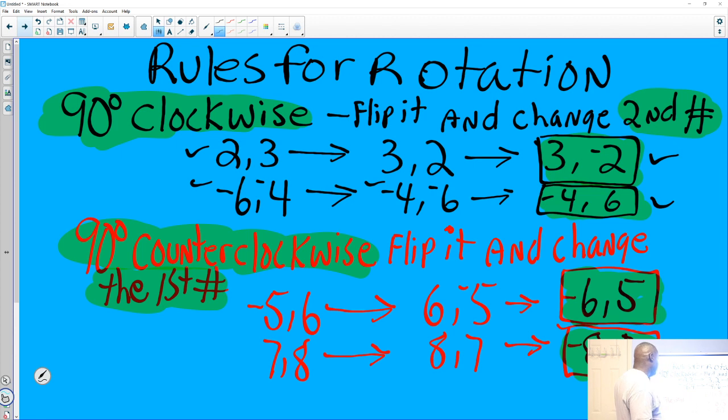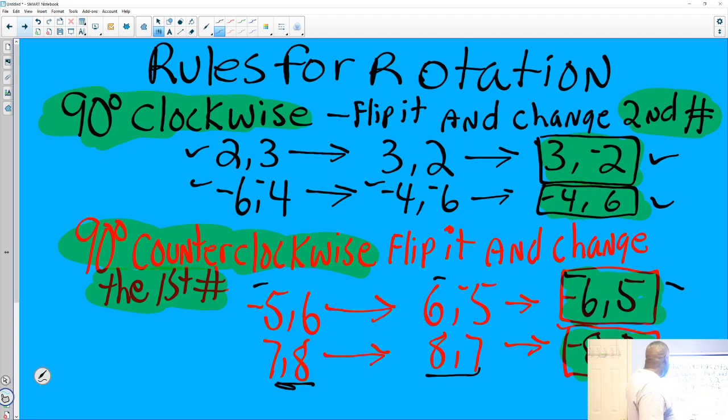Counterclockwise. You got some coordinates right here. You flip it, and then you change the first number. What I did was I flipped it right here, and then I changed the first number. That's all there is to it. You see that 7, 8 right here? I flipped it, and I changed the first number. What I mean by change the first number, I mean get the opposite of the first number. That's what I mean when I say change the number, get the opposite of the number.